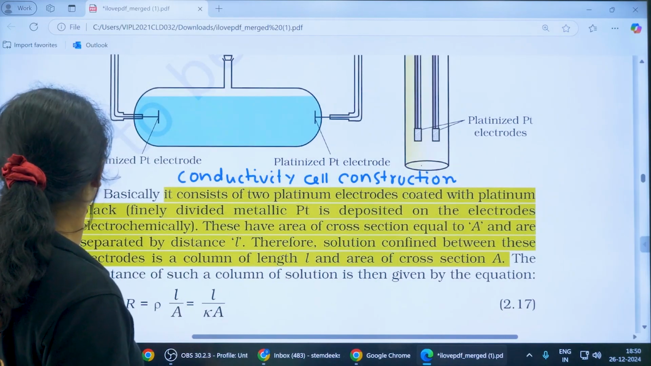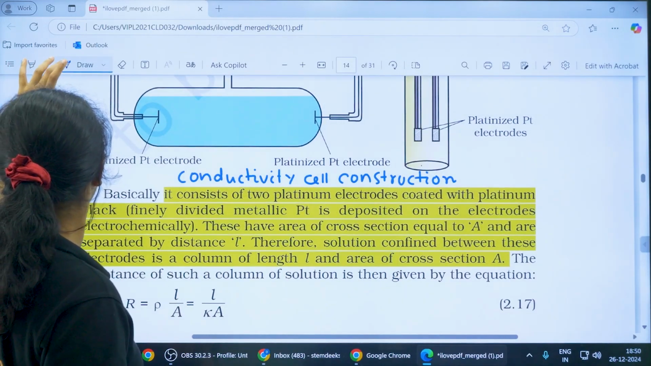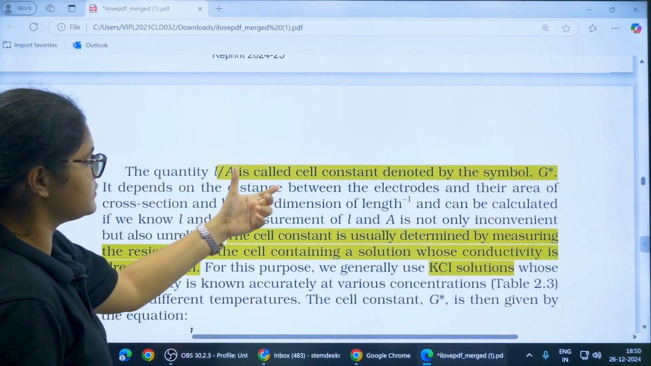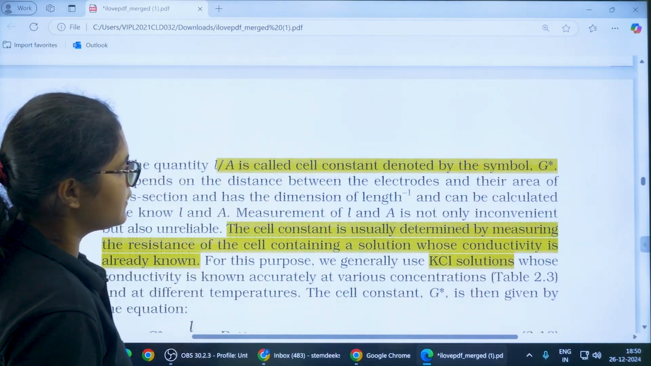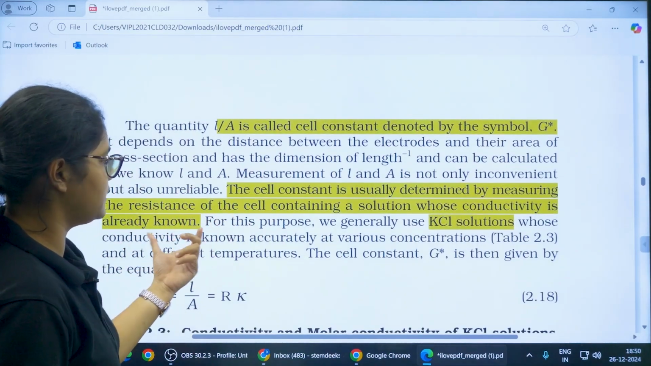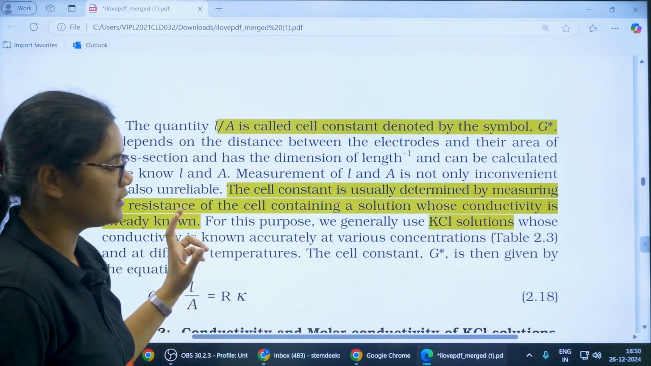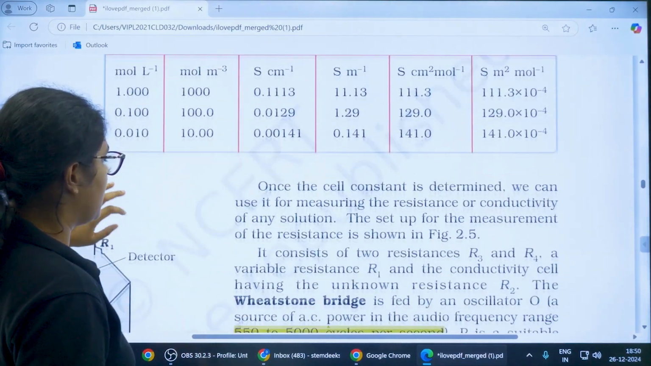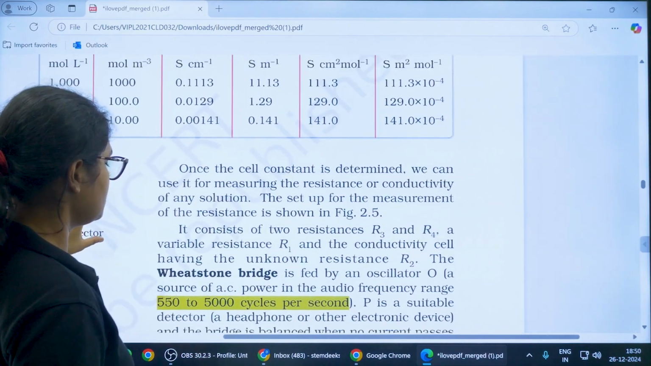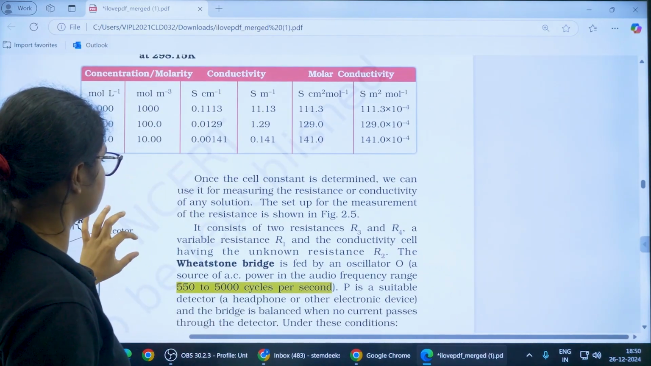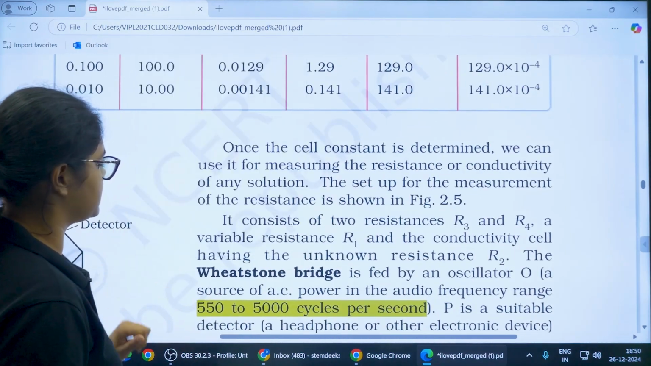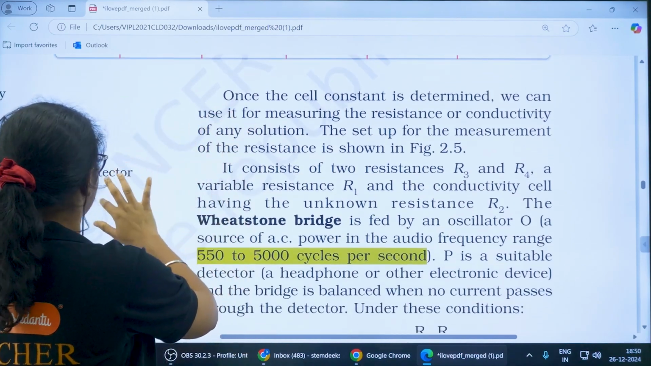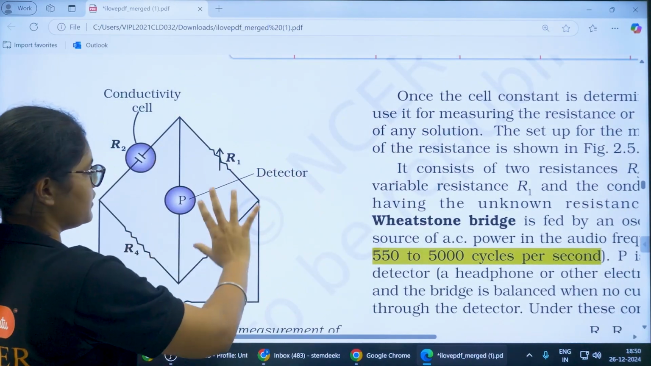Now, one second. If I move forward here, what will I get? The cell constant definition. How the cell constant is determined is also there, but this is not a very important thing, though you can just go through it. Next we will have the Wheatstone bridge. Something regarding the Wheatstone bridge is there. So how to measure? This is the point of how it is measured.